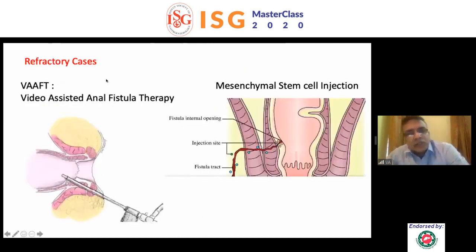In other refractory cases, you can go for video-assisted anal fistula treatment. You can go for mesenchymal stem cell injection. These are available in one or two centers in India. At AIIMS, both these facilities are now available.